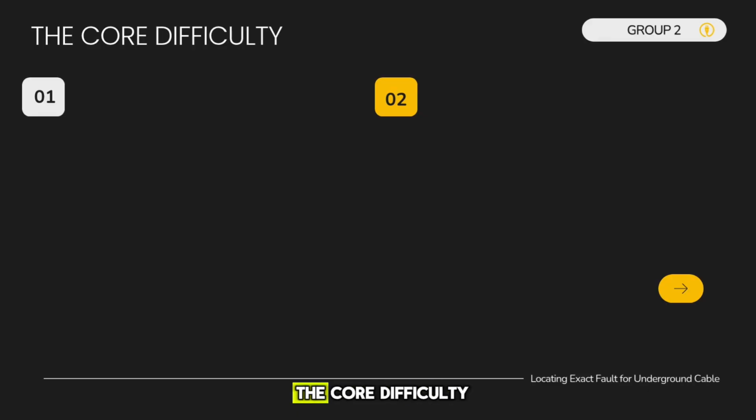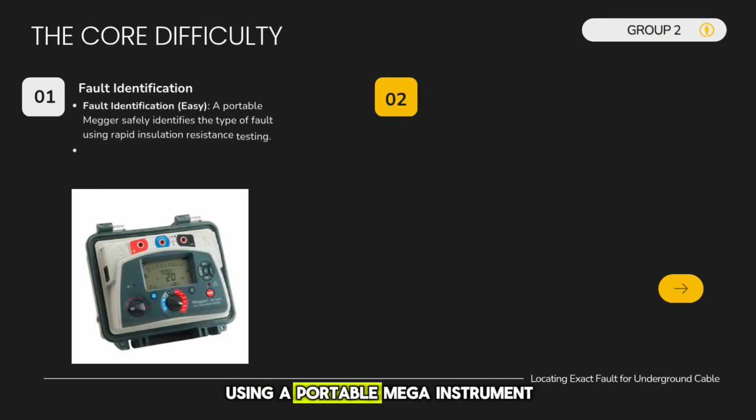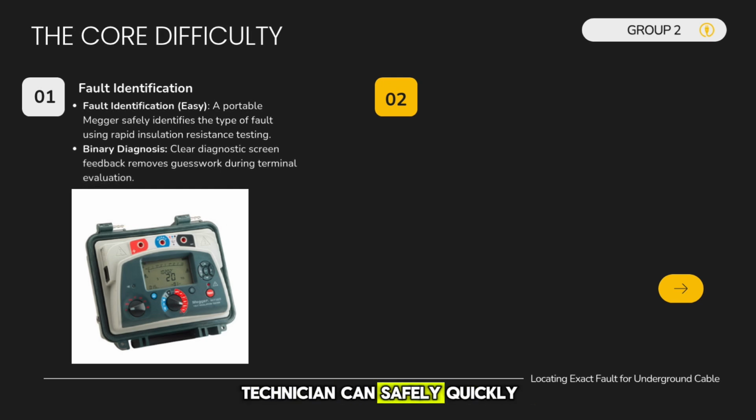This brings us to the core difficulty. On the left side of the slide, you can see what we call fault identification. And the good news is that this part is relatively easy. Using a portable megger instrument, technicians can safely, quickly, and accurately identify the exact type of fault we are dealing with. By conducting rapid insulation resistance testing, the meter immediately flags whether we have an open circuit, a short, or an earth fault based on those infinity or 0 ohm readings.